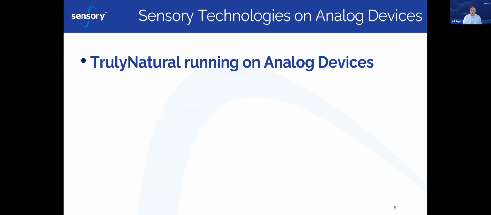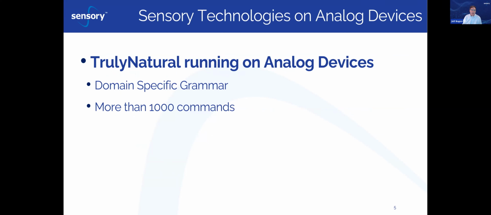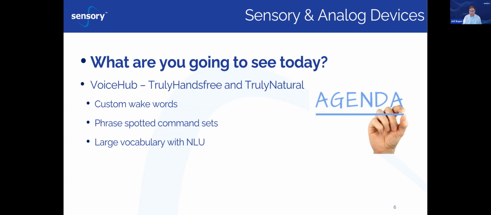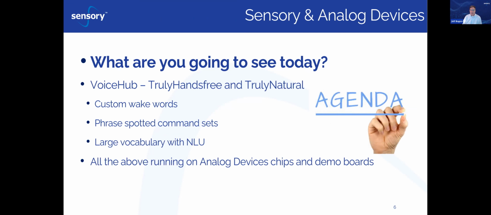So Truly Natural can also run on Analog Devices with a domain-specific grammar. I've got a demo that I'll show you that has more than 1,000 commands or 10,000 unique phrases. Basically what I'm going to show you today is our VoiceHub, both Truly Hands-Free and Truly Natural, custom wake word, phrase-spotted commands, which are really cool, by the way, and also a large vocabulary with NLU. And then all of this obviously runs on Analog Devices chips and demo boards. All right, I'm going to turn it over to Pravin.